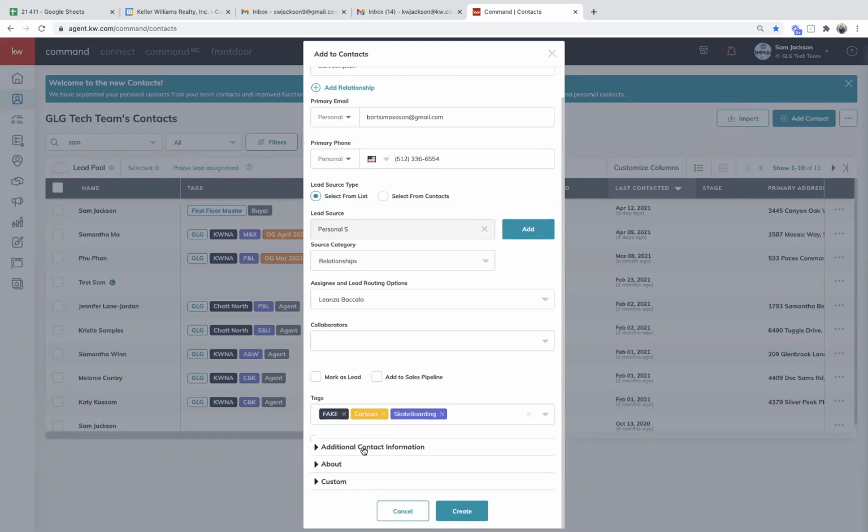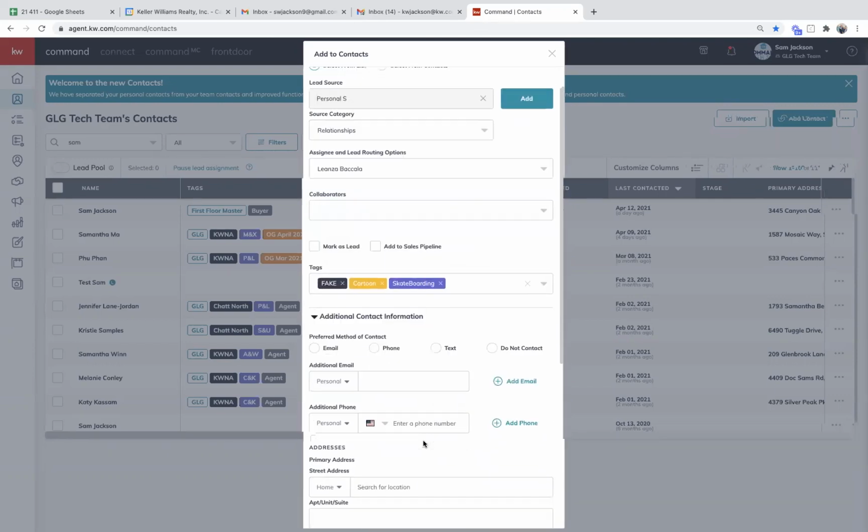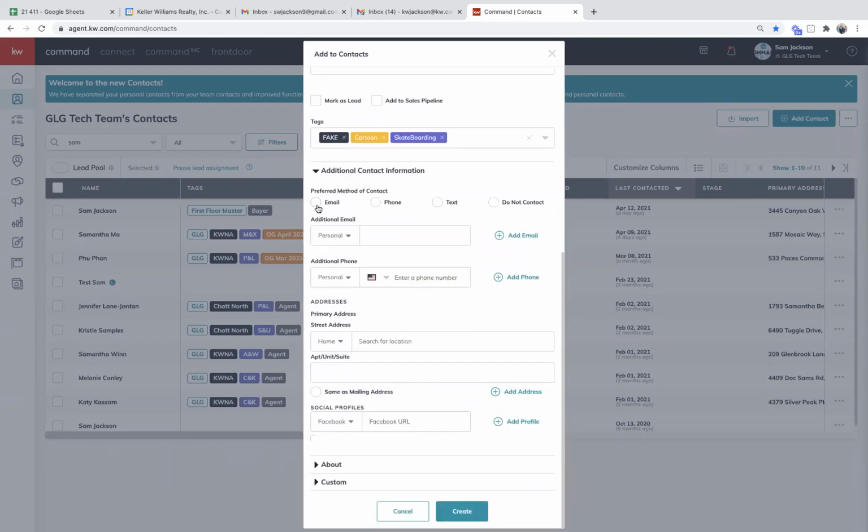So the first one we have here is additional contact information. When you click on this, it's going to ask you preferred method of contact. All right, so Bart Simpson's, I don't know, forever a teenager. He doesn't age, so let's just say he likes text. I can mark that he likes text message. I can put in additional emails, additional phone numbers. I can add as many of those as I need to.